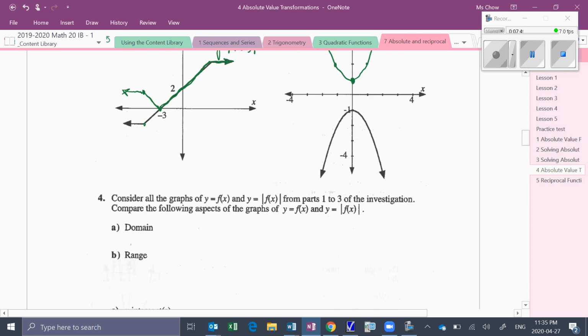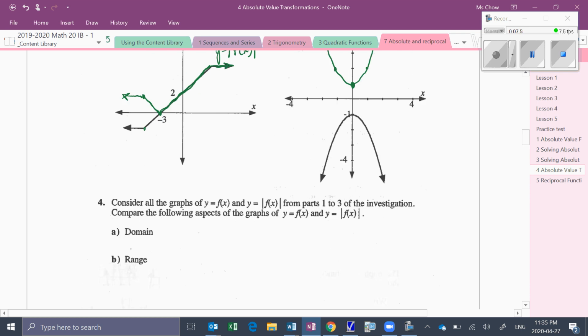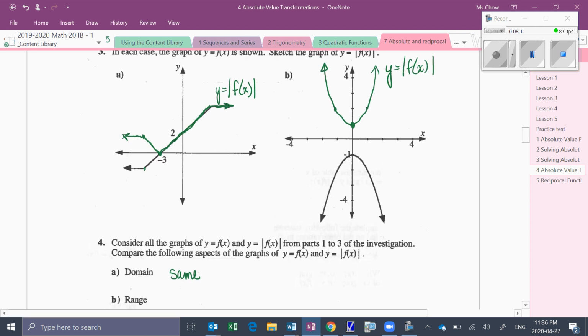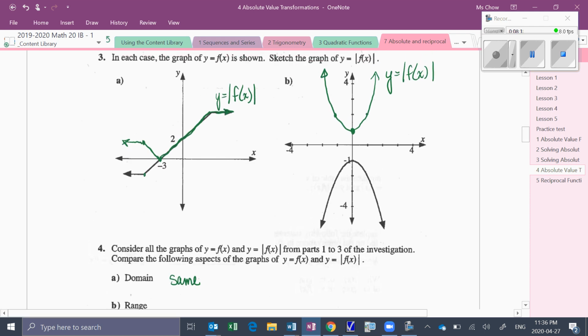Okay, so let's take a look then. So is the domain going to change at all? So will the domain change? Nope, it is exactly the same. The range, well, the range is going to be everything that is greater than or equal to 0, but will it always be greater than or equal to 0? No, because if we take a look at B, in fact, we're actually greater than or equal to positive 1.